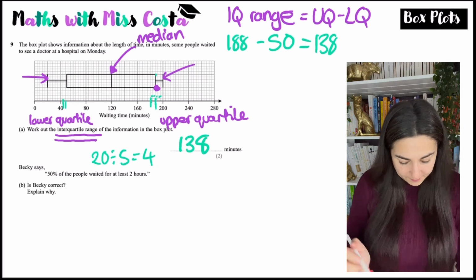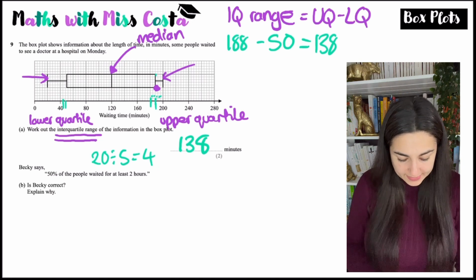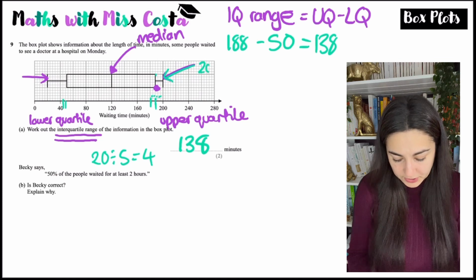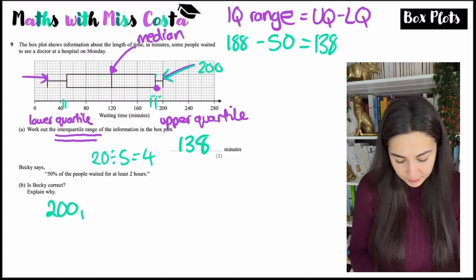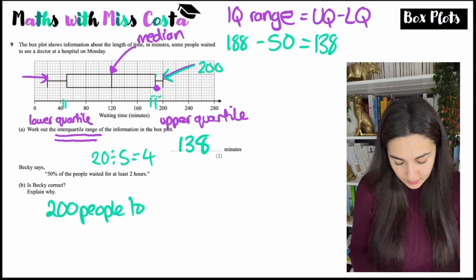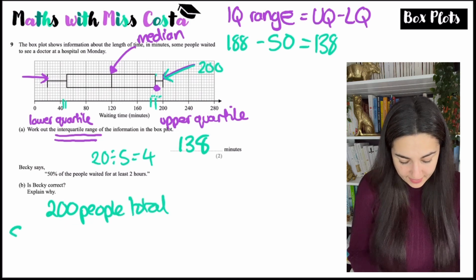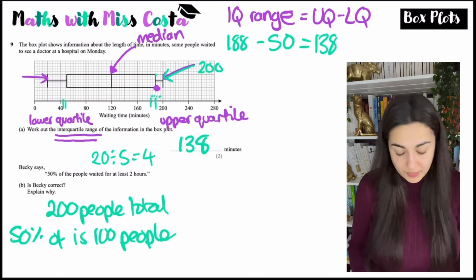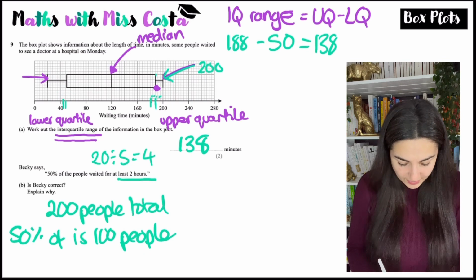Now Becky says 50% of the people waited for at least 2 hours. So we need to figure out how many people there are in total. This over here tells me the maximum amount of people, which is 200. So 200 people in total, and 50% of that is 100 people. So we just need to know that more than 100 people waited for at least 2 hours.